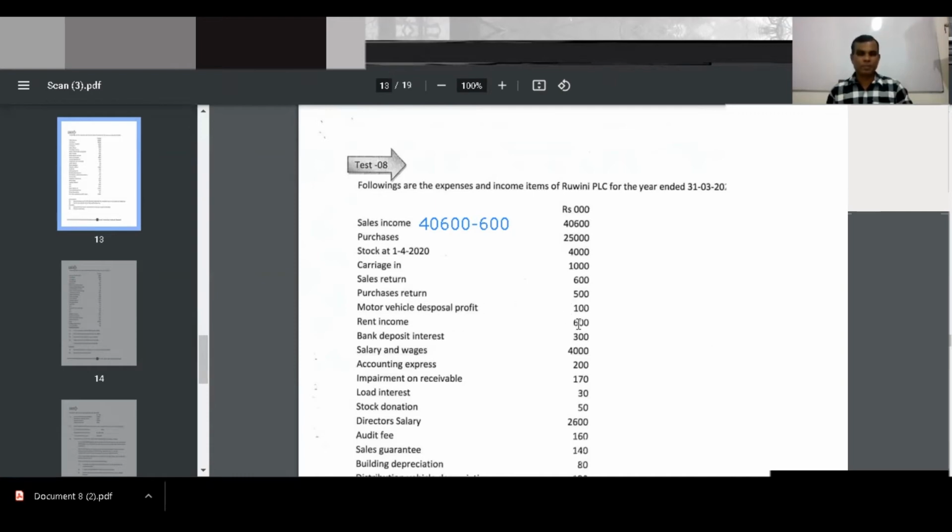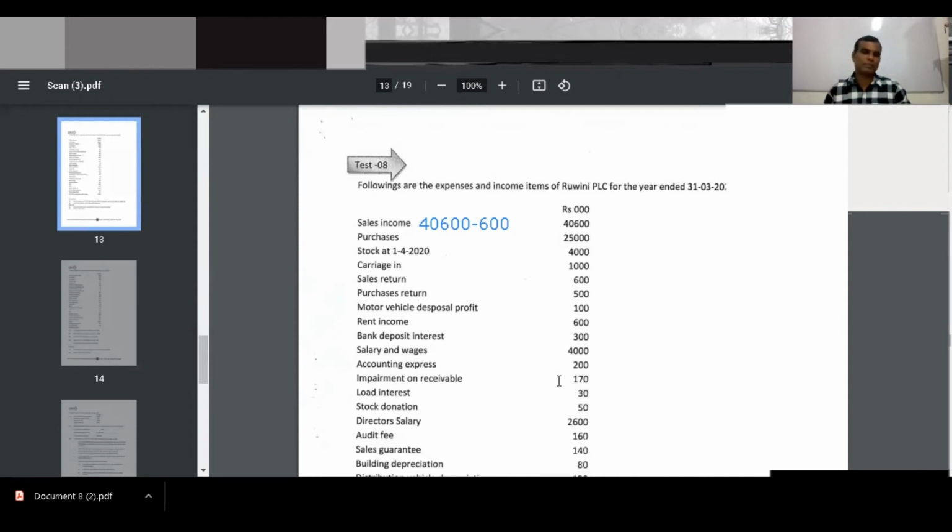Rent income, under the category of other income, working number two. Bank deposit interest, other income under working number two. Salary and wages in the expense table, administrative expense. Accounting expense, administrative expense. Impairment loss on receivable, that is very simply bad debt.